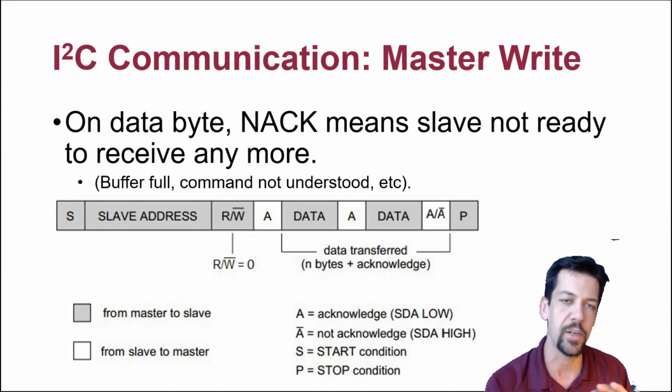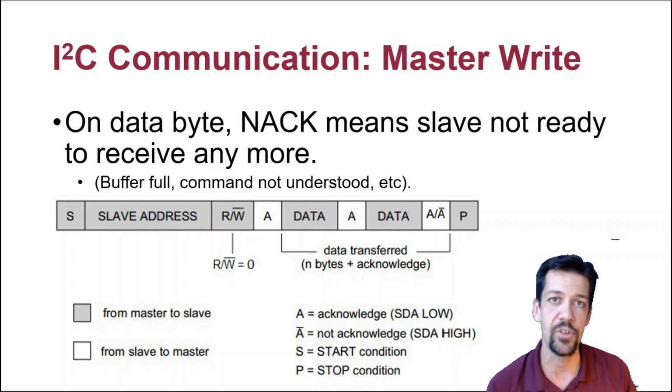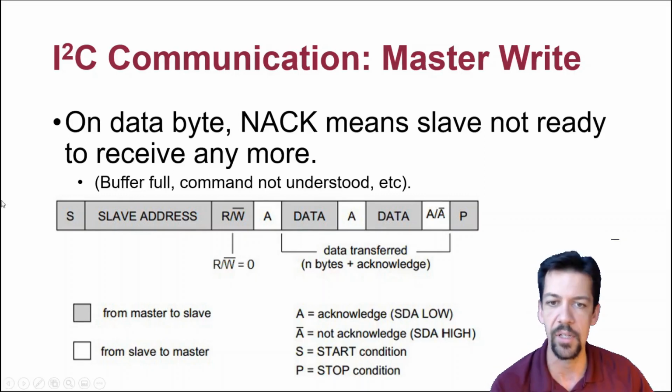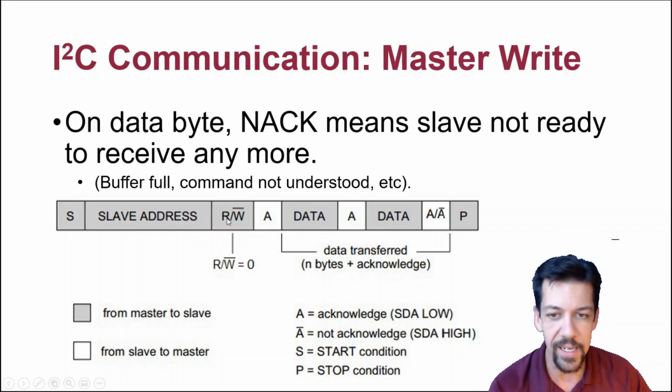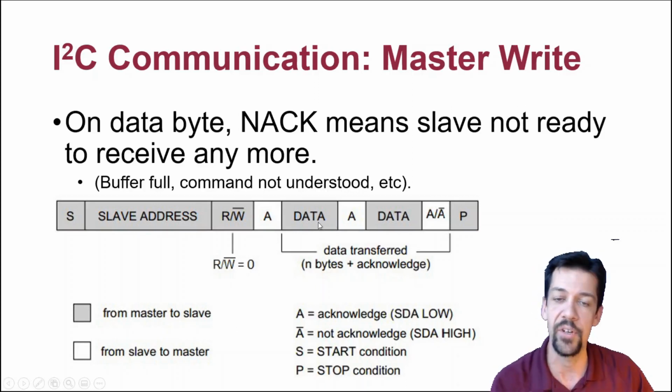We've talked about masters and slaves, and the master write is a master transmitter, slave receiver type of mode. Basically the transaction looks like this. We send a start bit, then we send the slave address with our read bit as 0. So we're writing, this is a master write. We're writing to the slave. The slave will acknowledge, hey, I'm here. Then the master can send some data.